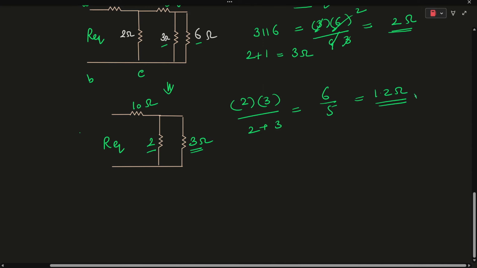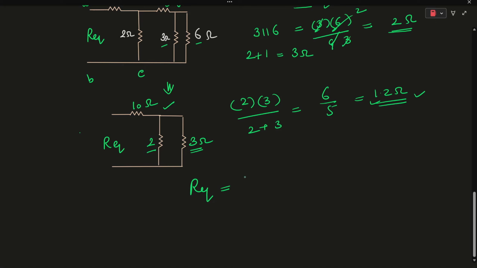Okay. So it means that your R equivalent, the total resistance, will be equal to the series combination of the 10 ohm resistor and 1.2, which is 10 plus 1.2, which is equal to 11.2 ohms.